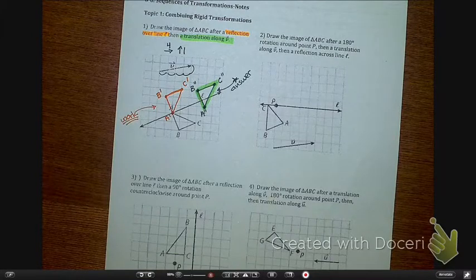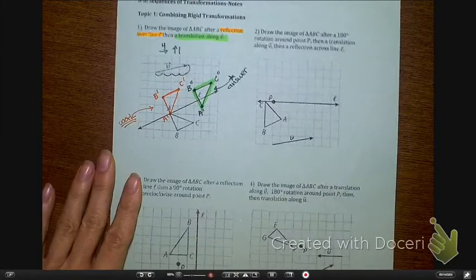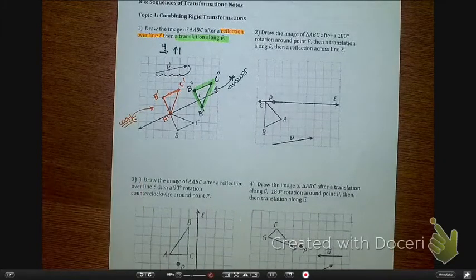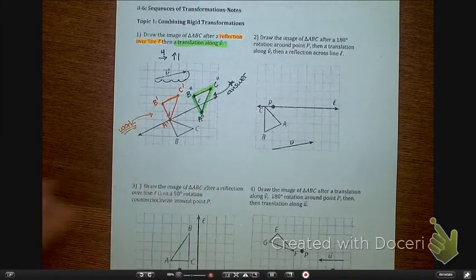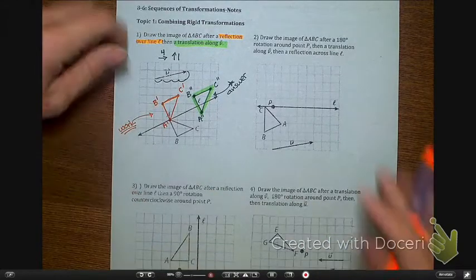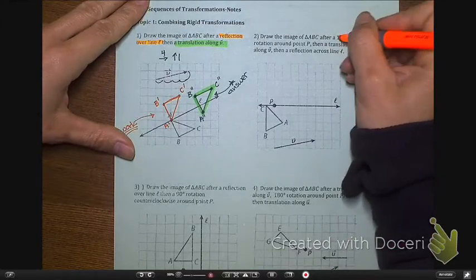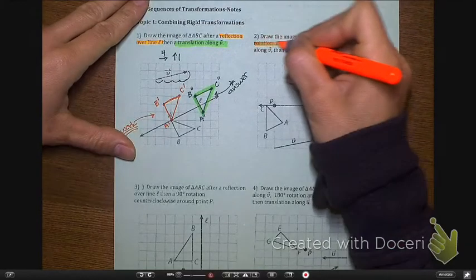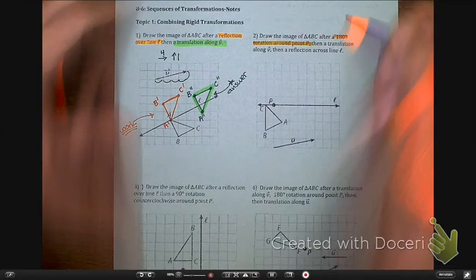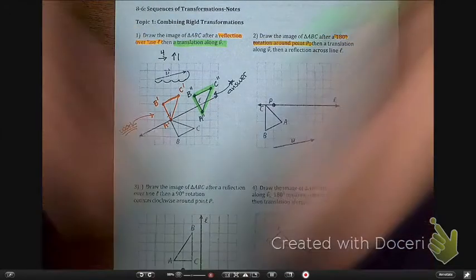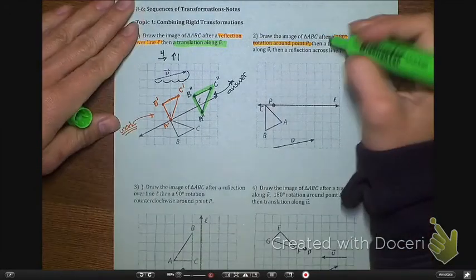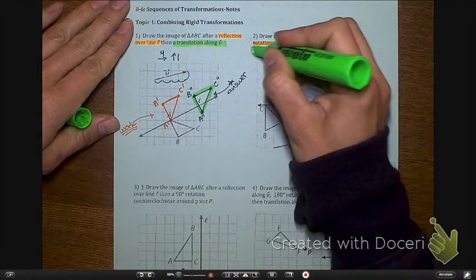All right. So are there questions on number 1 on anything we did there? Okay. Let's take a look at number 2. So on number 2, it says draw the image of triangle ABC after a 180-degree rotation around point P. Then a translation along vector V.